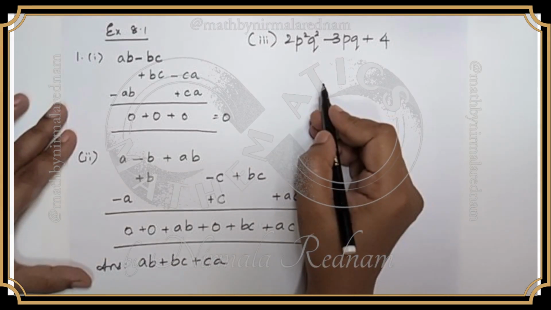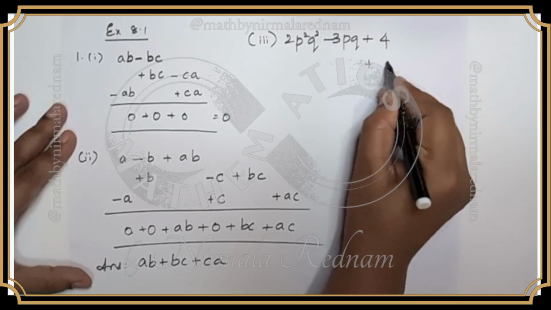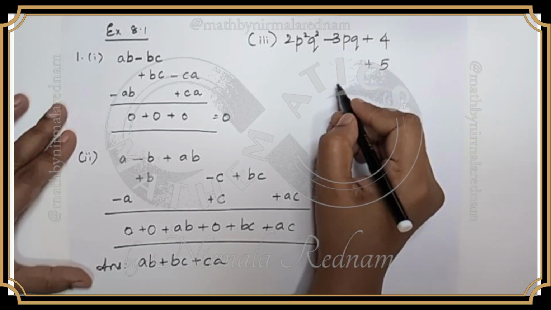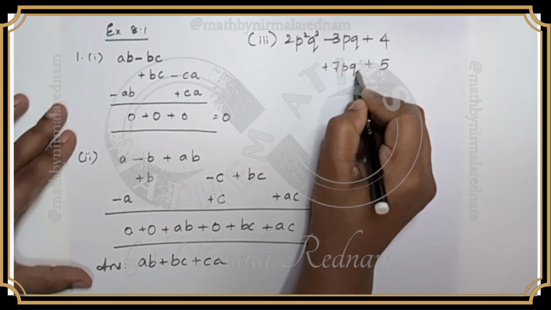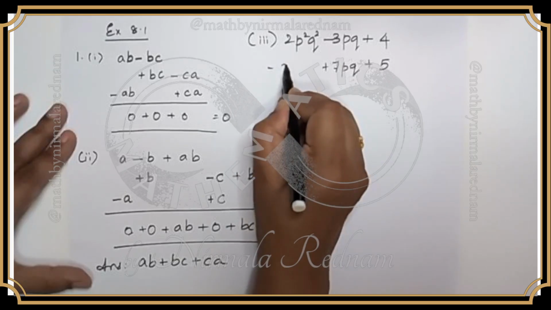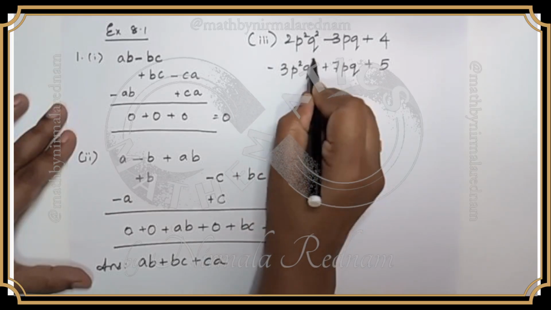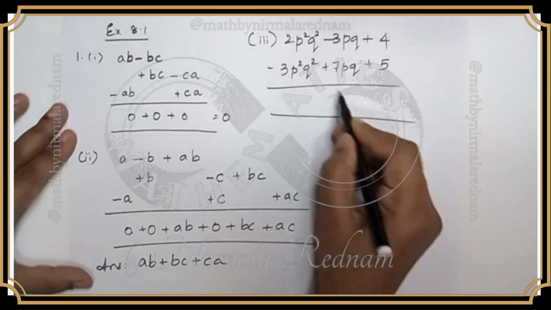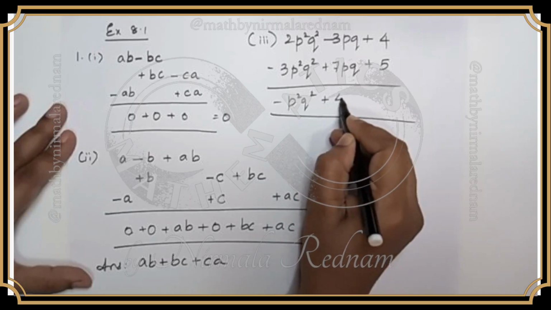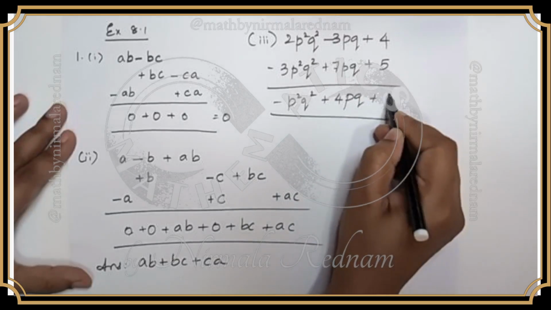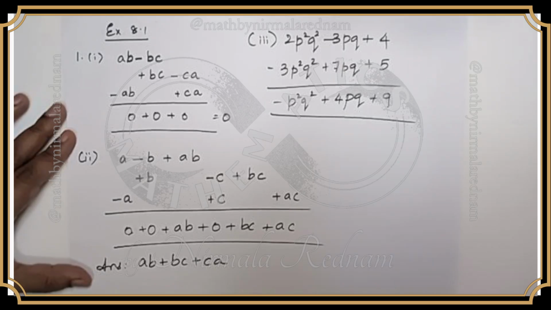So I have 5, which is the constant term, right? And I have 7pq, so I'm going to write it below this. And then I have minus 3p square q square, right? So these are the like terms, and this will give me plus 4pq plus 9. So this is my answer, right? So this is the third sum.